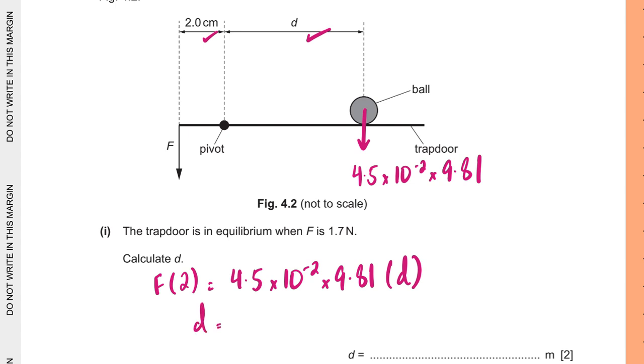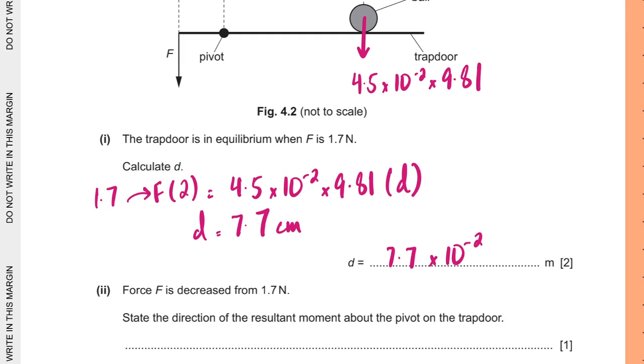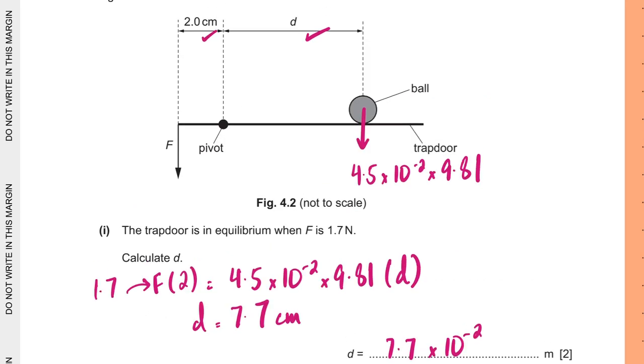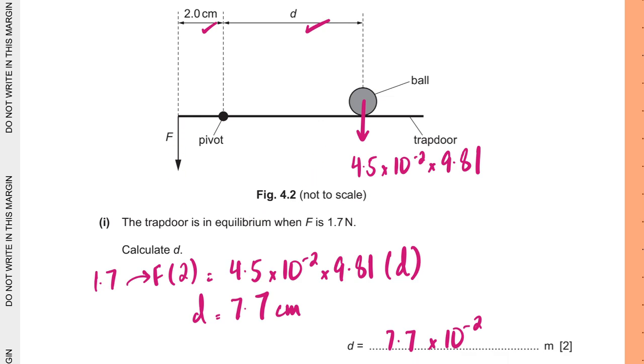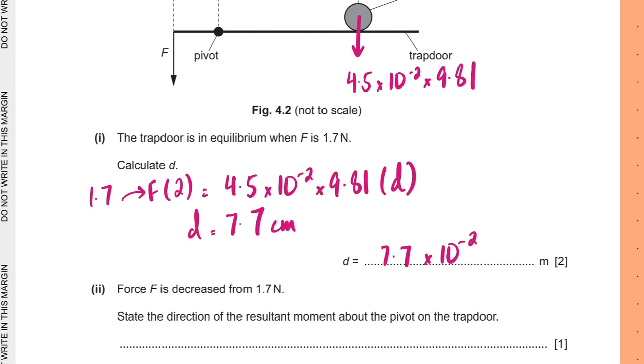So d from here turns out to be 7.7, right? When you substitute F as 1.7. So d turns out to be 7.7, and in meters this would be 7.7 into 10 to the negative 2, because this is centimeters. Force F is decreased from 1.7. State the direction of the resultant moment about the pivot on the trapdoor. So F was previously producing an anti-clockwise moment, so anti-clockwise moment goes down, clockwise moment is more, so it must rotate clockwise.